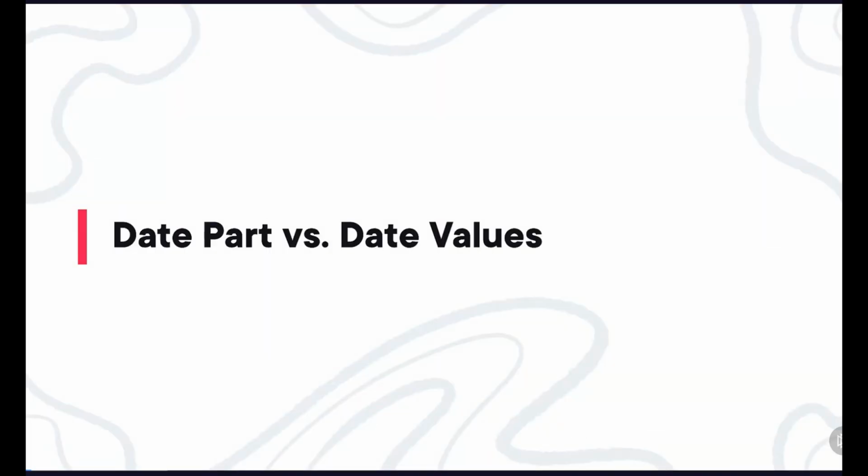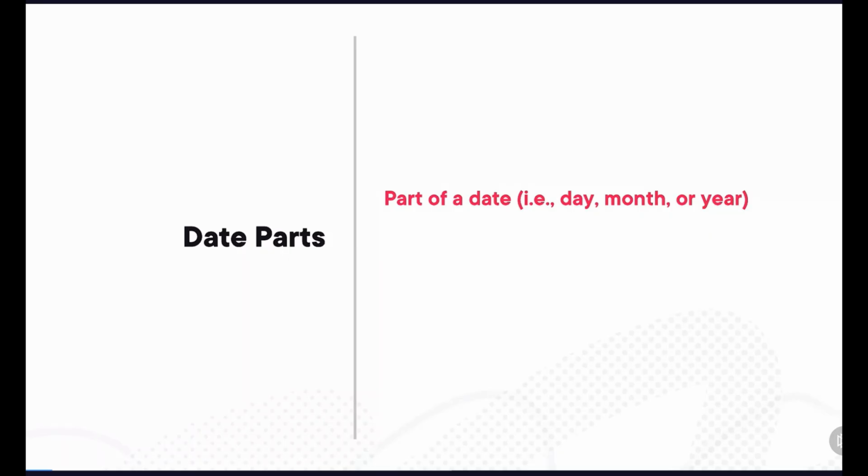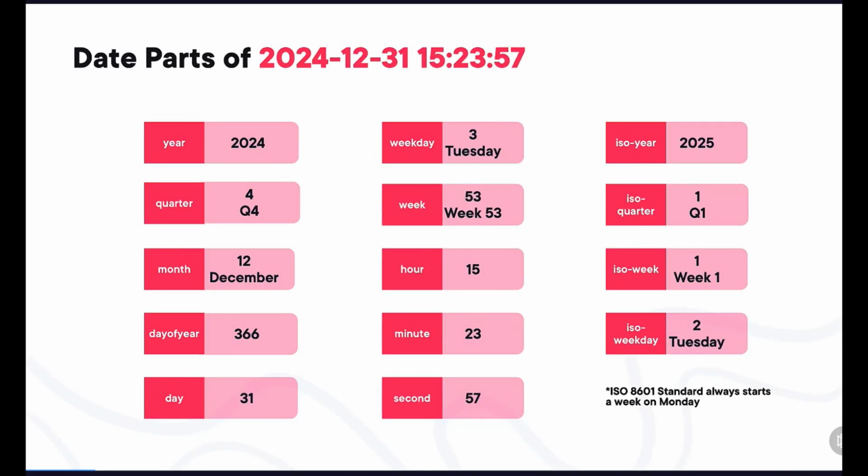In this clip, we will learn about date parts and date values. Date parts are part of a date, like the day, month, or year, and the value of a date part can be numeric or a string data type. Here are the date parts of December 31, 2024 with a timestamp of 15:23:57. The parts of this date and their values are shown below.